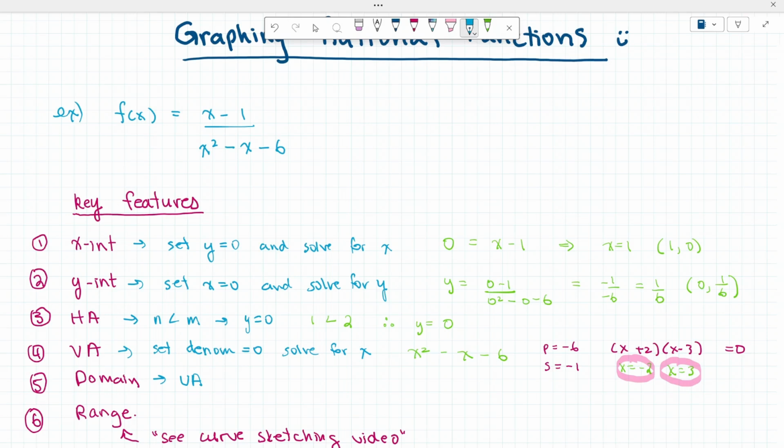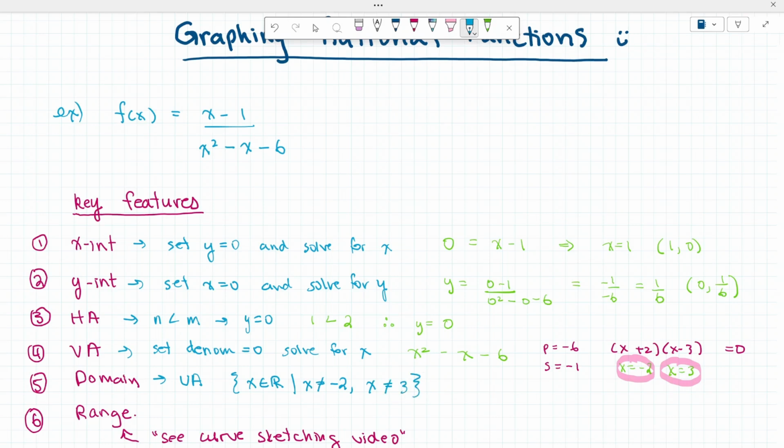So for your domain, in set notation, you'd write x is an element of the real numbers, and then you show your restrictions. Obviously, if your function cannot exist at a vertical asymptote, those will be displayed as restrictions in your domain. So x can be any real number such that x cannot be equal to -2 and x cannot be equal to 3.